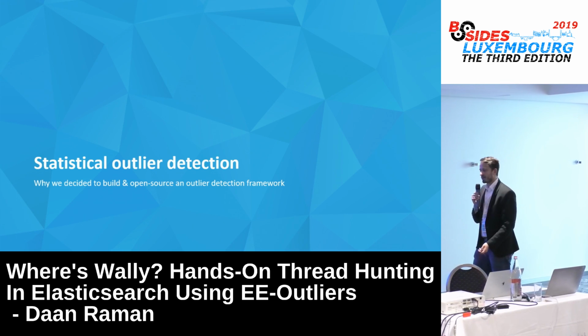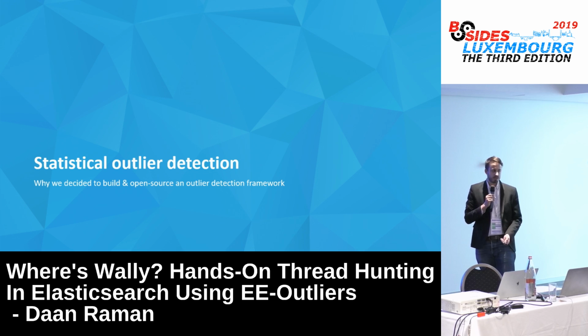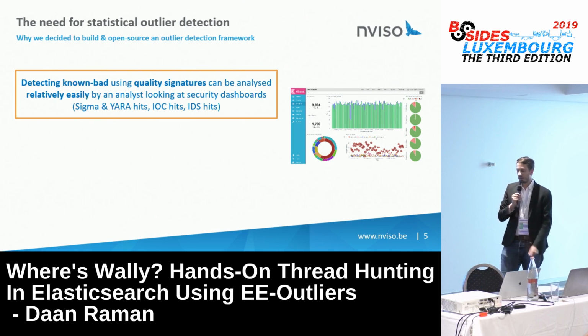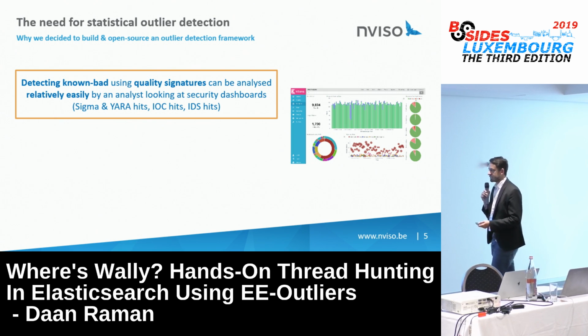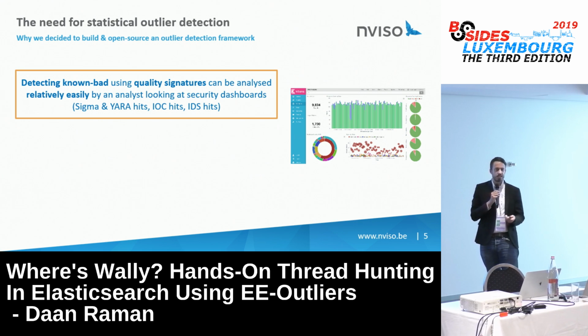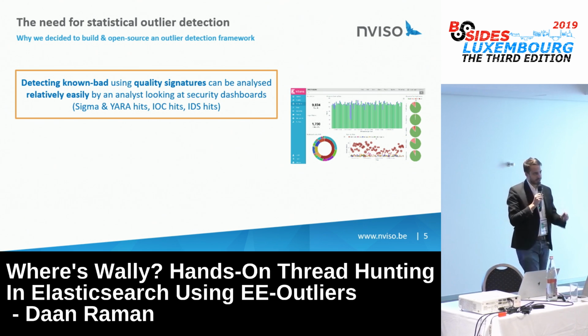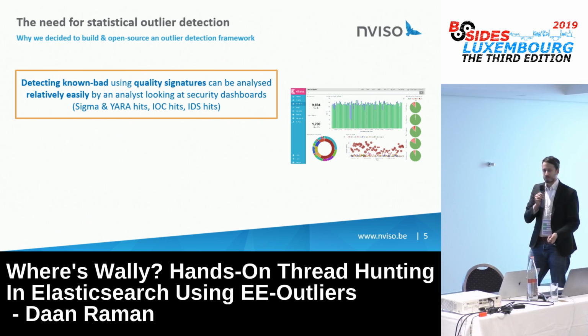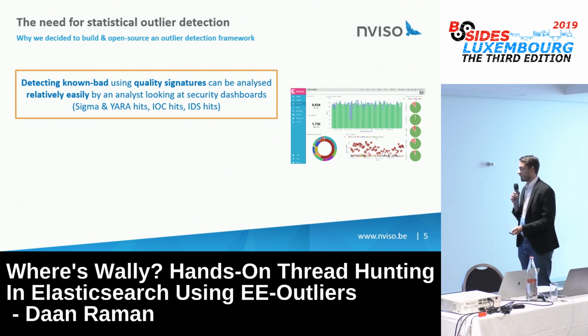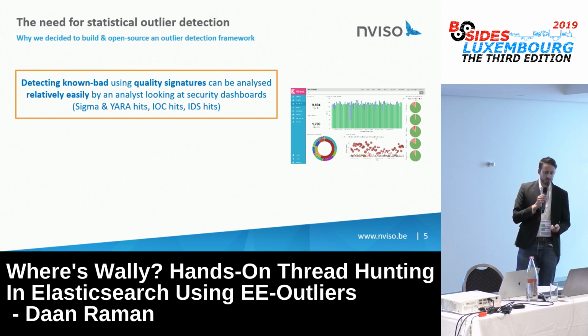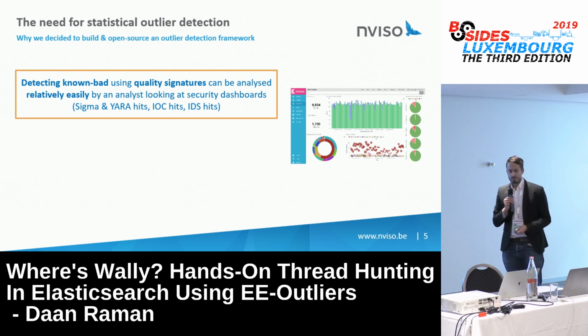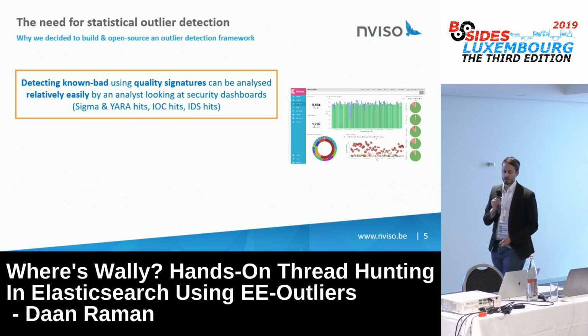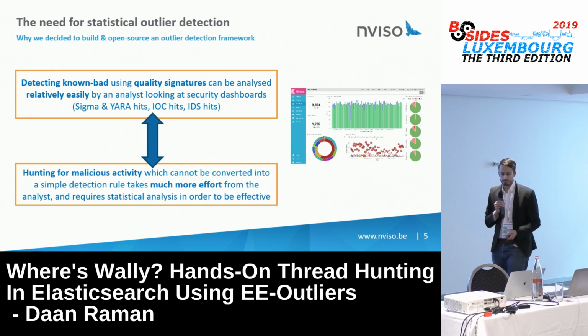Why do we need statistical outlier detection, or where does threat hunting come from? I think this is pretty clear to most of you, but a small recap. First of all, detecting known bad stuff using a signature can be analyzed relatively easily. I maybe should have put that between brackets, but still, we have very good Sigma rules, Yara, IOCs, IDS hits. We have platforms like MISP to exchange information. If we fine-tune our rules, and that's not always easy, we can have a pretty low volume of alerts that are manageable to go through.